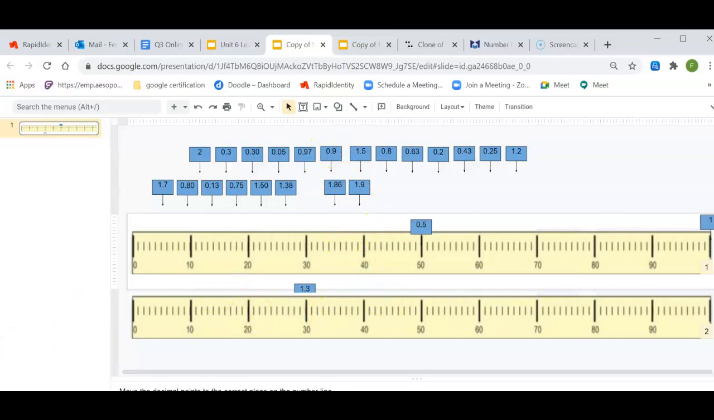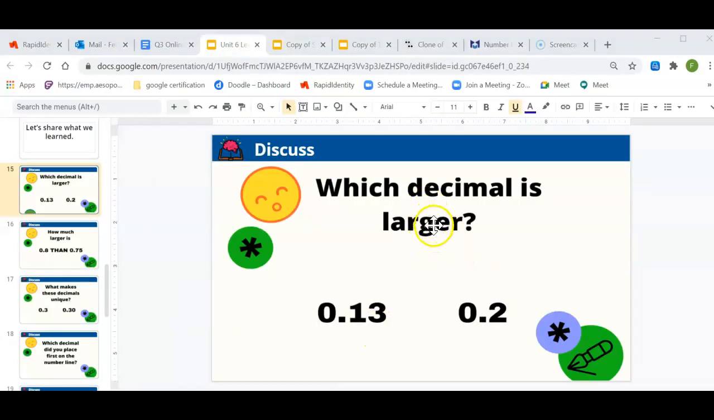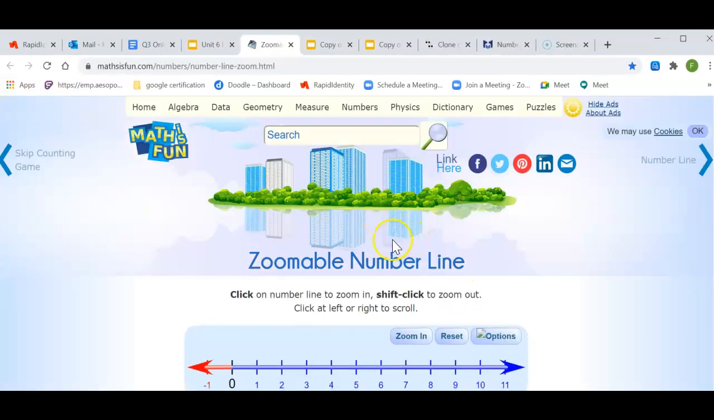All right. So for the next few slides, we've got some comparisons here and some decimals that we're going to compare. Which decimal is larger? You read this one as 13/100s and this one as 2/10. So we compare them, and you can actually use the zoomable number line if you want to use this to help you figure out which one is larger.